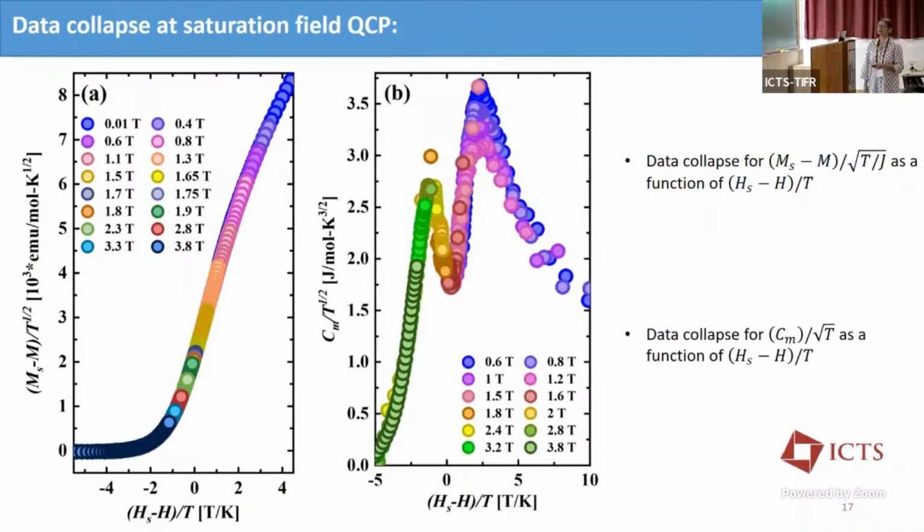And a similar data collapse was also obtained for specific heat, which was normalized with respect to T raised to half, also plotted with respect to H differing from Hs normalized with temperature.